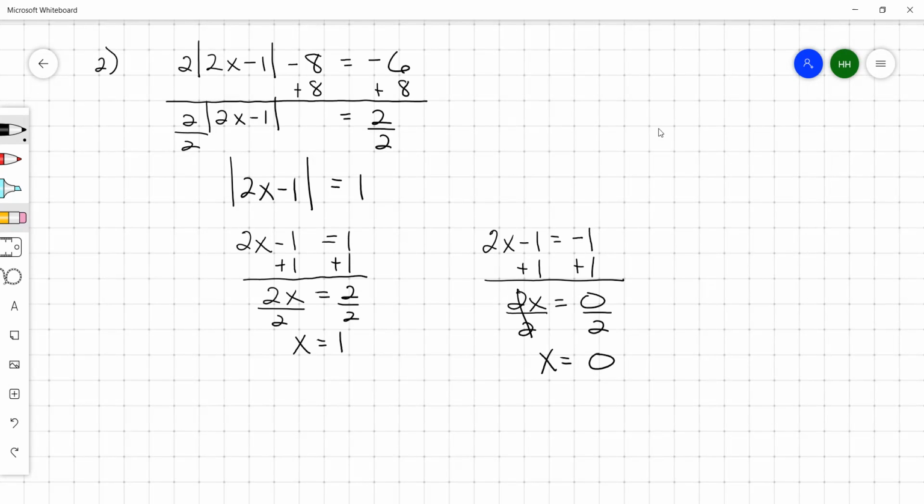And then it asks you to graph your solution. So when you graph your solution, here's your number line. Put the 0 on it, and you put the 1 on it. And it's just a closed circle on the 0 and a closed circle on the 1. You're finished. They're just points.